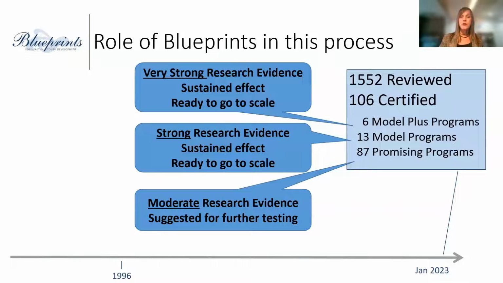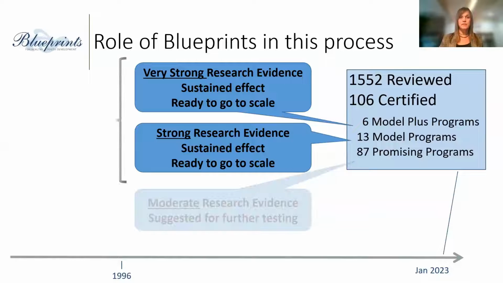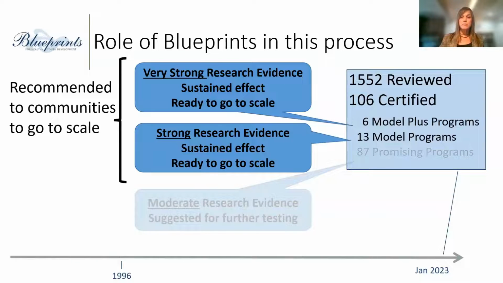Moving then on up to strong research evidence, which are these 13 Model programs. These are interventions that have shown replication and sustained effects for at least a year. And then very strong being these 6 Model Plus programs. They've shown replication, sustained effects, and were independently evaluated by individuals not at all affiliated with the development or design of the program. And it's these 2 tiers, Model and Model Plus, that Blueprints recommends for communities to consider in terms of adopting and bringing those interventions to scale.